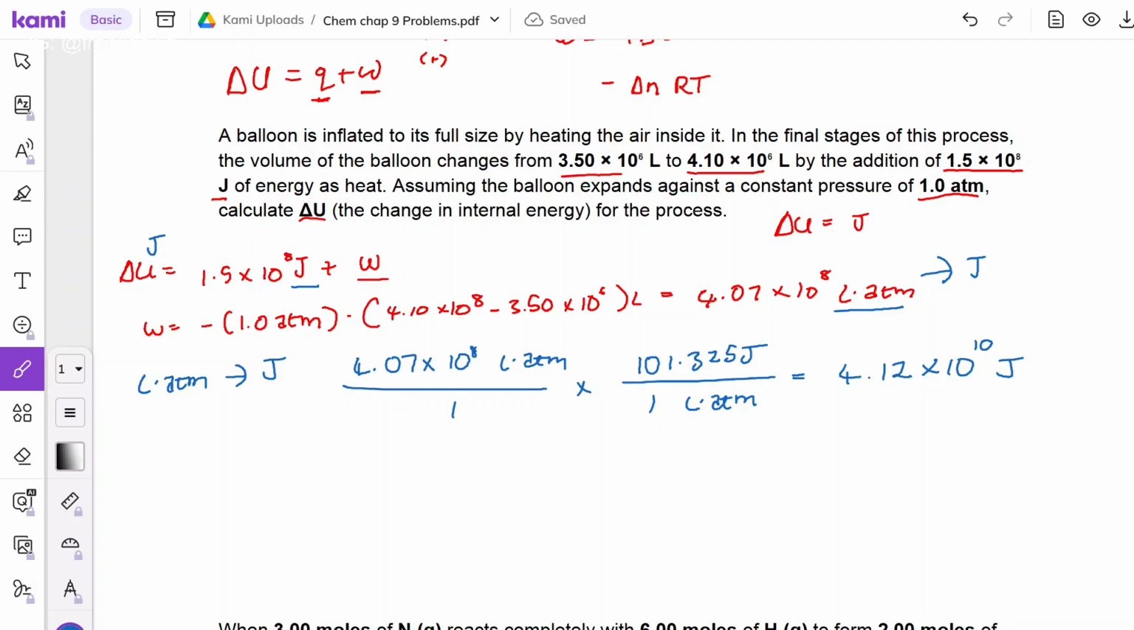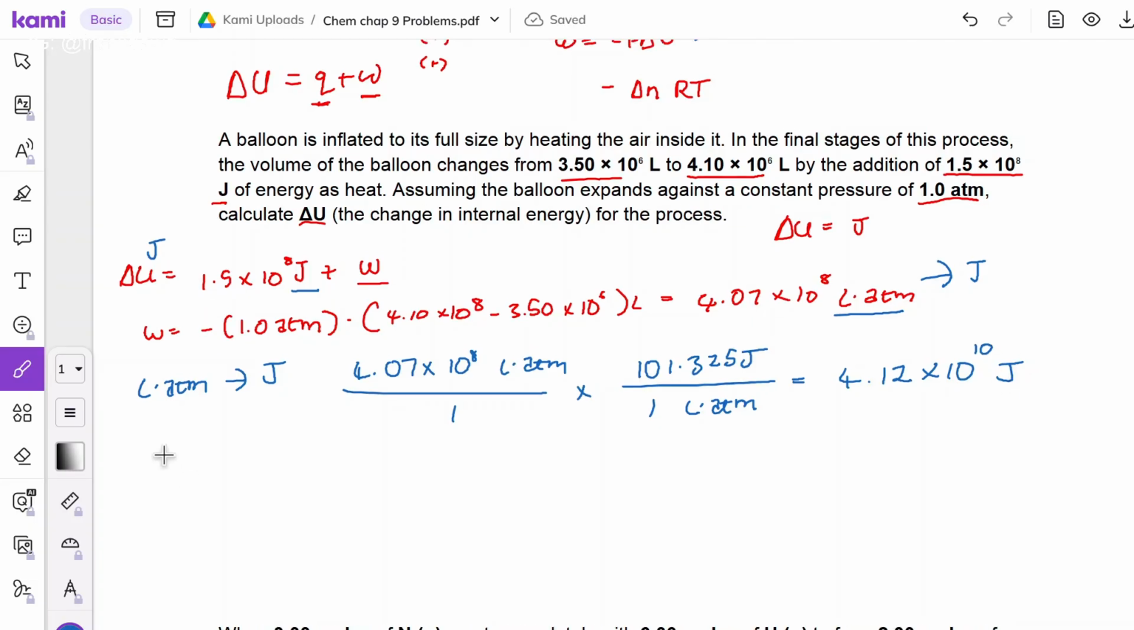And now that it's in joules, you can put it back into the final equation, which is change in U, the internal energy, is 1.5 times 10 to the 8 joules plus 4.12 times 10 to the 10th joules. And you also use your calculator to get the final answer, which would give you 4.13 times 10 to the 10th joules.